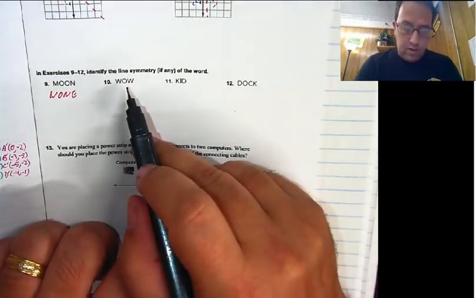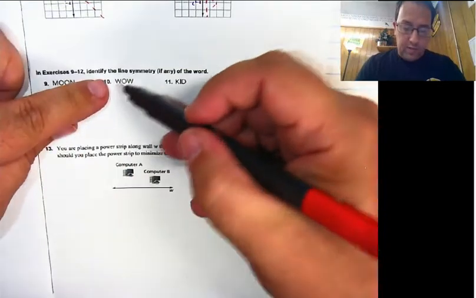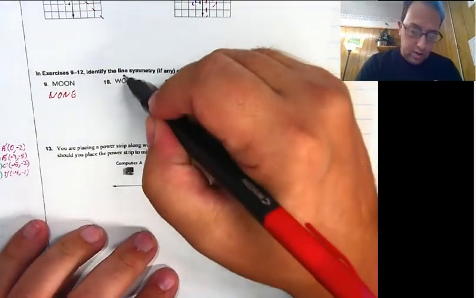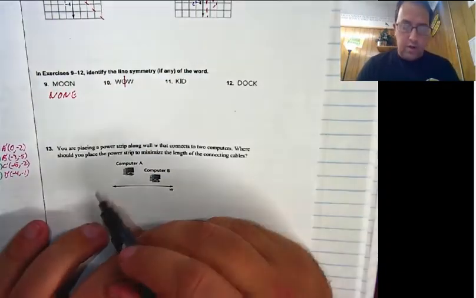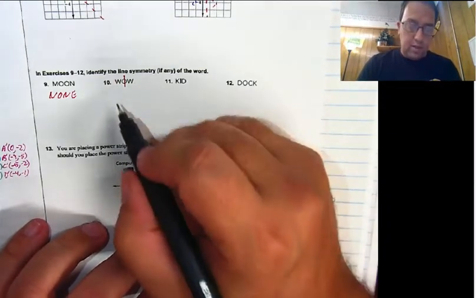How about the word WOW? Well, again, I can't flip it over because if I flip it over, it's not going to quite work. But I could cut it this way, right? Right down the middle of the O, because then it's going to flip over. This half of the O matches that half. The W matches the W, so there it is.